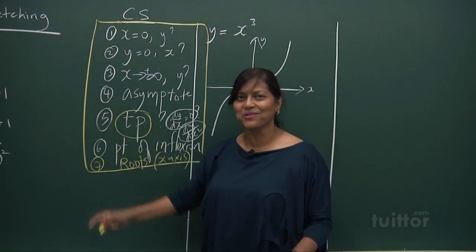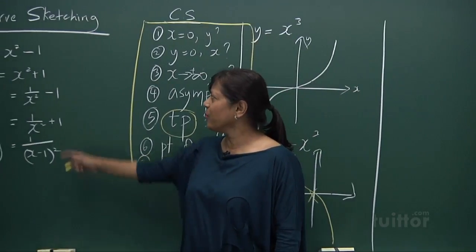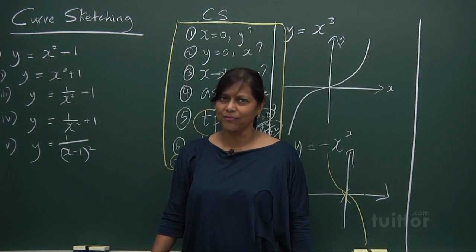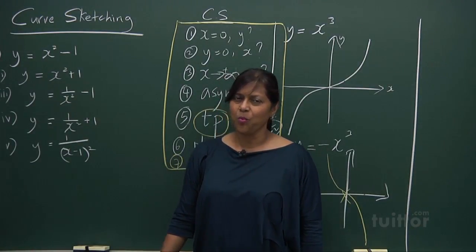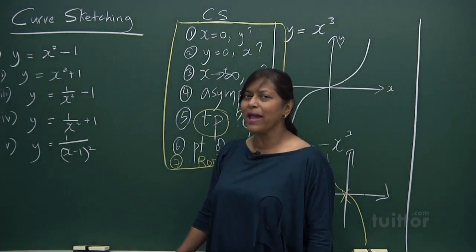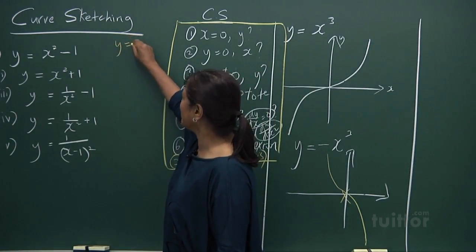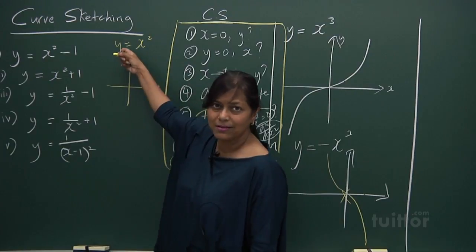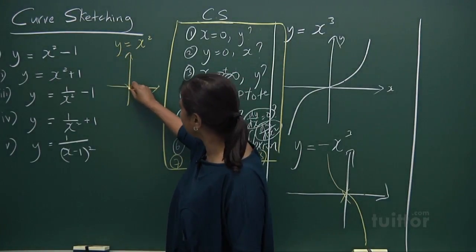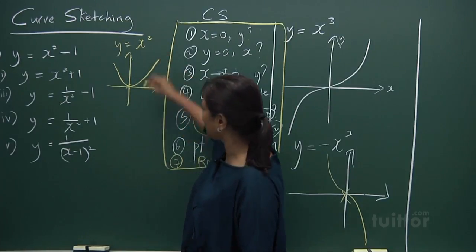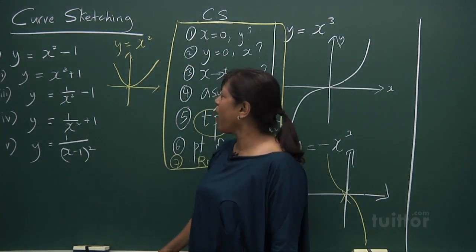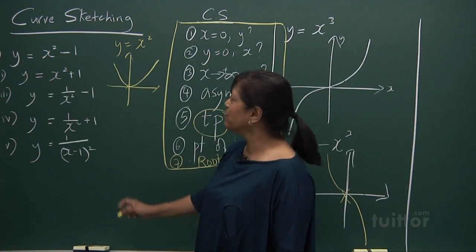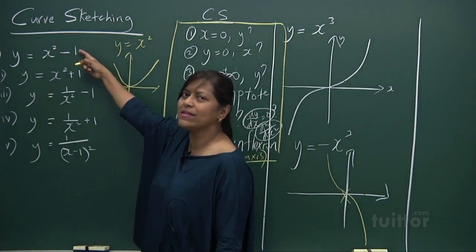Alright? Let's get back now to the sums. Y equal to x squared minus 1. What is the shape of the graph? Well, we all know that when y is equal to x squared, it is a parabola, right? And there's one root. When x is 0, y is 0. So the curve goes this way. Got it? And when y is equal to x squared plus 1, we're going to move it one step up or one step down.